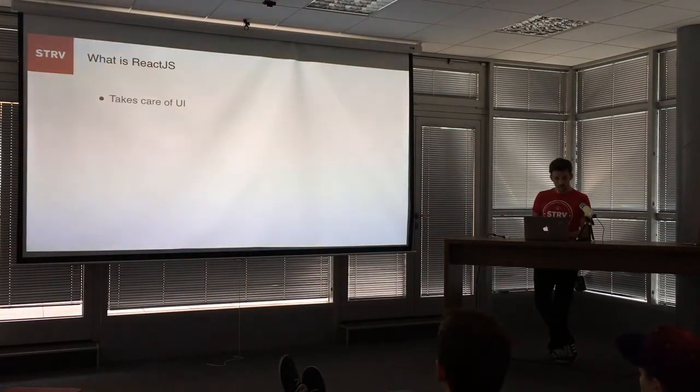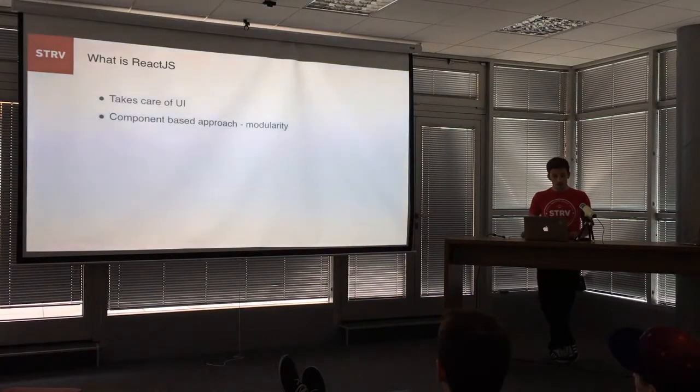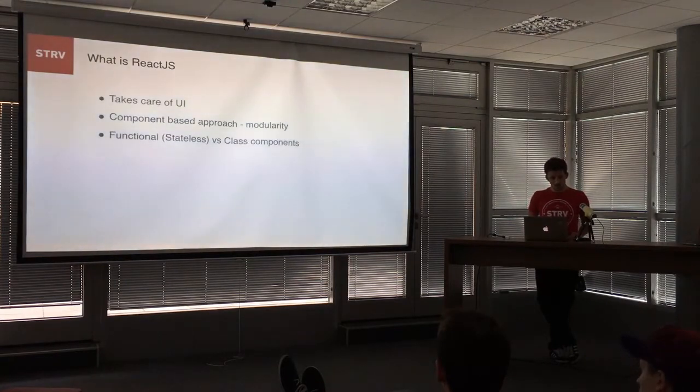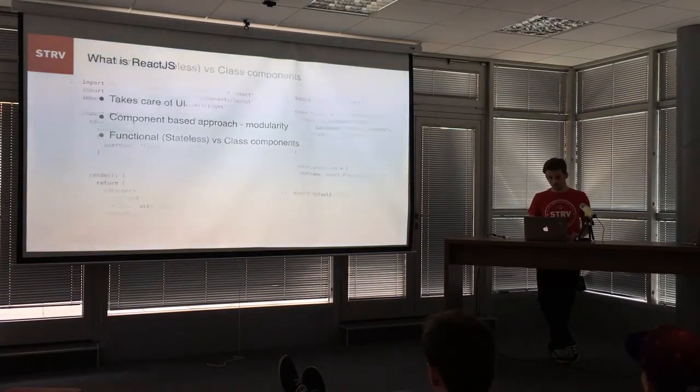React is a library that takes care of only the view layer. It has a component-based approach, which means that app consists of a tree of components which are highly modular and reusable. We write components in two ways. Functional components come in handy when you don't need any state or lifecycle methods. We preferably write components as functional if it's possible.